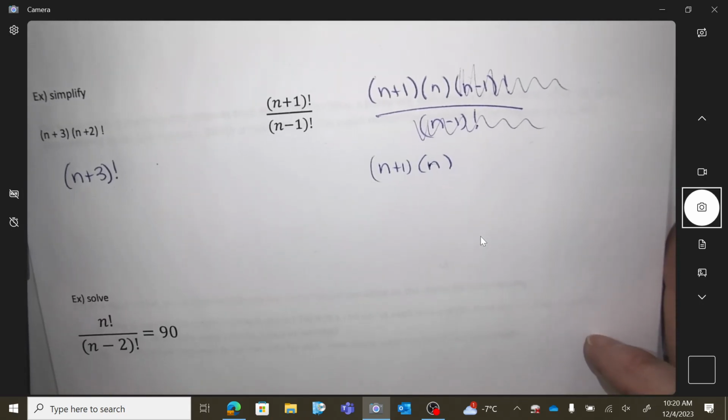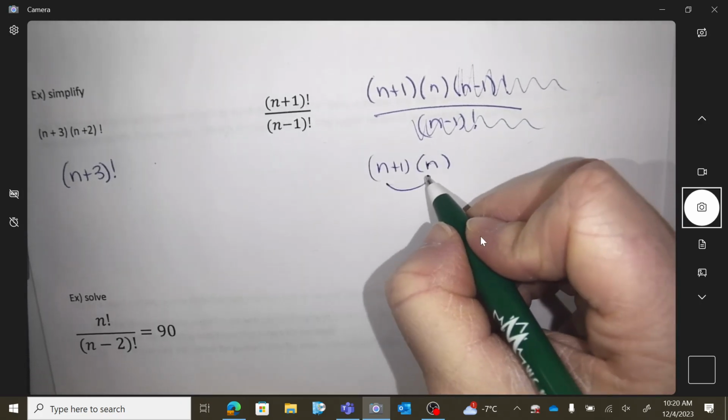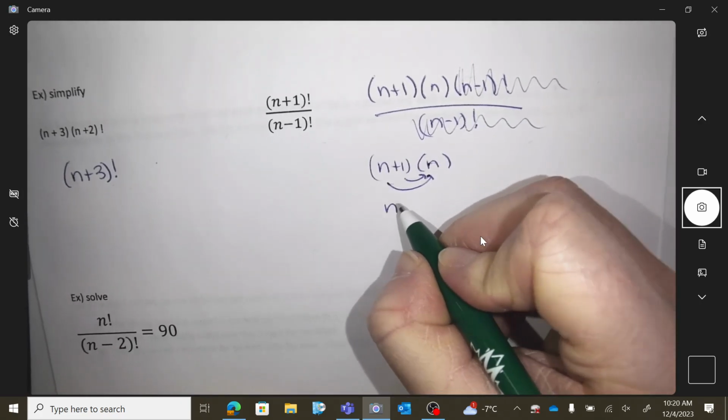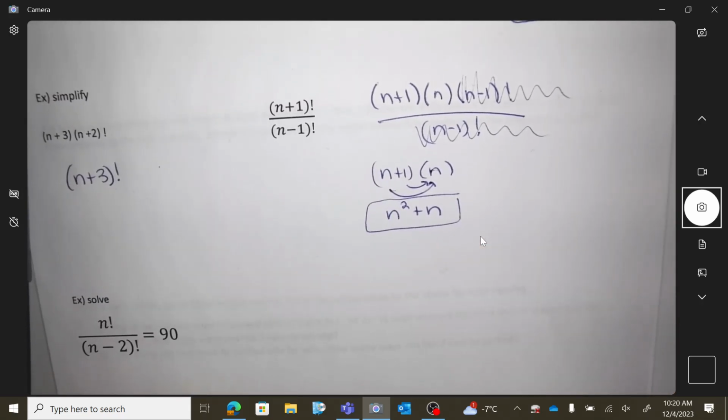But it says to simplify. What does the word simplify mean? Multiply it out. Okay? So some of these parts in this unit get a little pre-calcy.